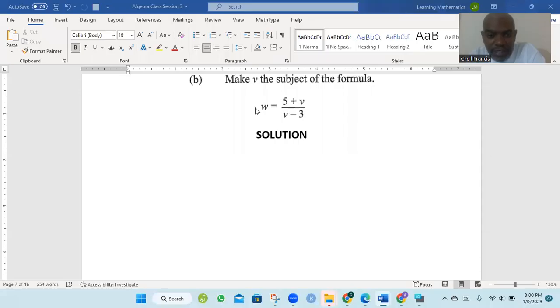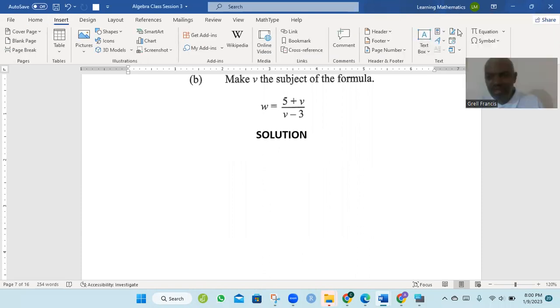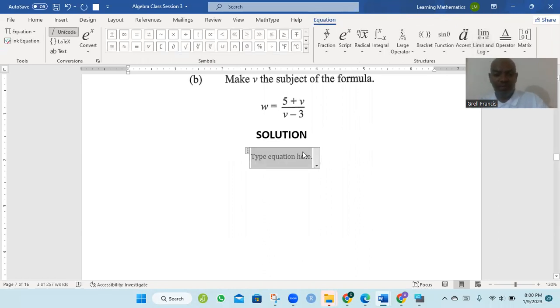recording. So we're supposed to make V the subject, meaning we're supposed to get V by itself. That's what this question means. Our final answer has to be such that V is equal to something. No, it's not a number because it did not say solve. We cannot solve for V. Our answer is going to be V is equal to an expression. Let's write it down first. W is equal to 5 plus V divided by V minus 3.